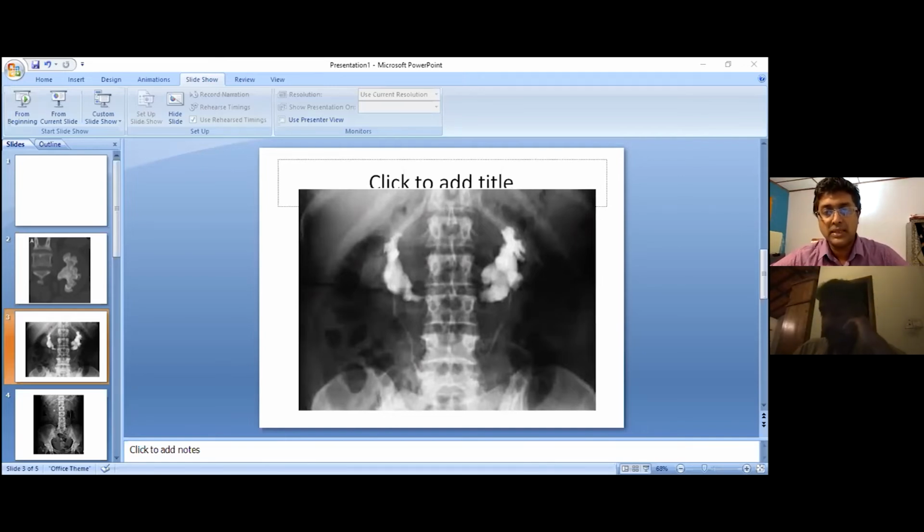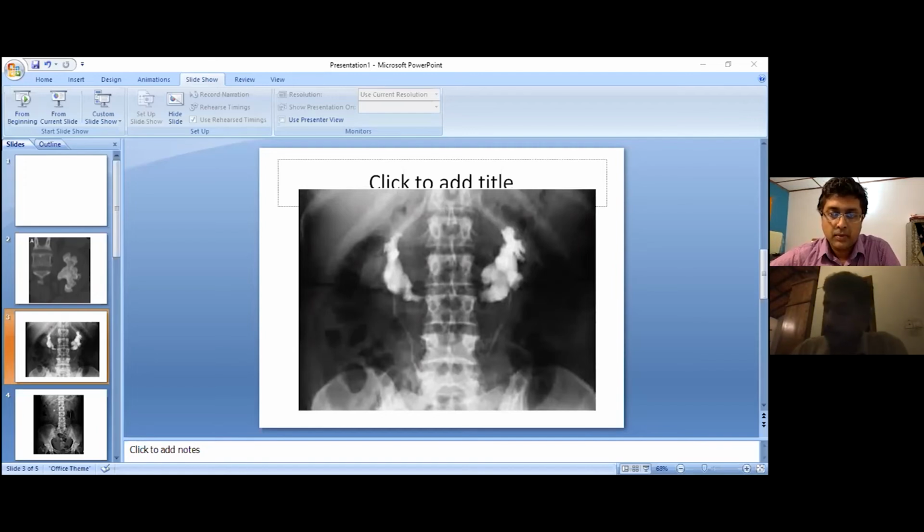And I'll probably target the renal pelvis and the lower calyces. But it depends on how the contrast study shows me the anatomy of the kidney. I'll plan my puncture according to that.